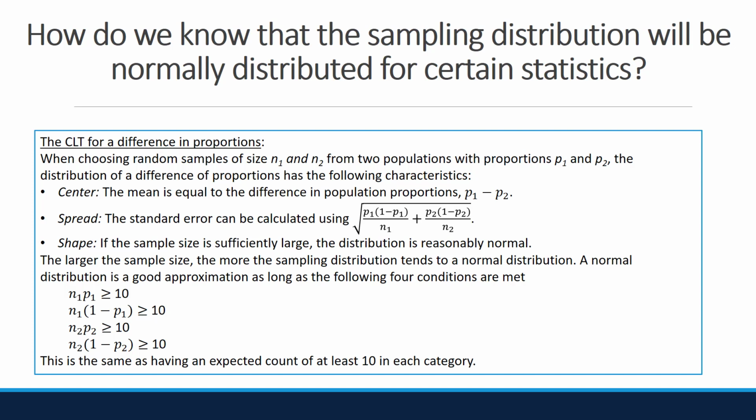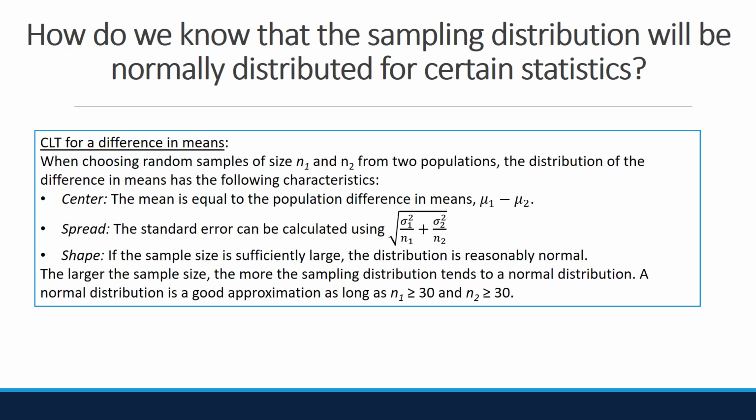If the sample size is sufficiently large, the distribution is also reasonably normal. A normal distribution is a good approximation as long as the following four conditions are met. This is the same as having an expected count of at least 10 in each category. Again, it should be noted that different texts or resources may use a slightly different number than 10.